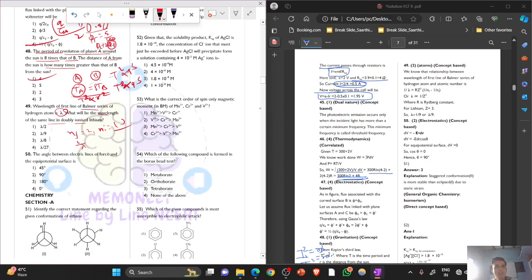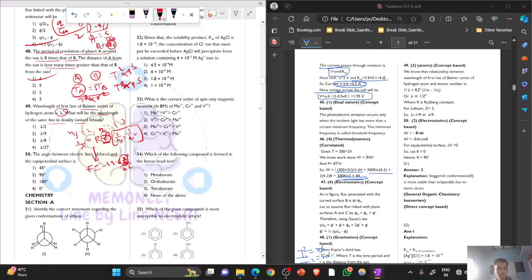If it is not hydrogen, 1 by lambda is calculated by R Z square times (1 by n final square minus 1 by n initial square). Just put this R and this Z here, and you can calculate it. Energy is equal to minus 13.6 Z square by n square. This Z comes in if it is not hydrogen.